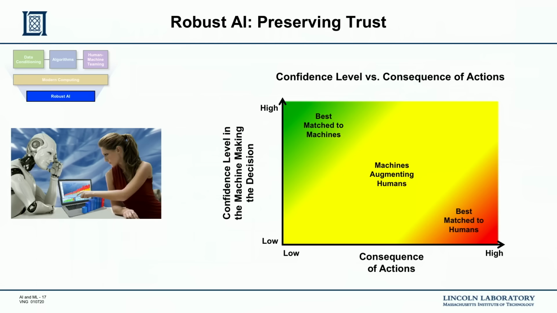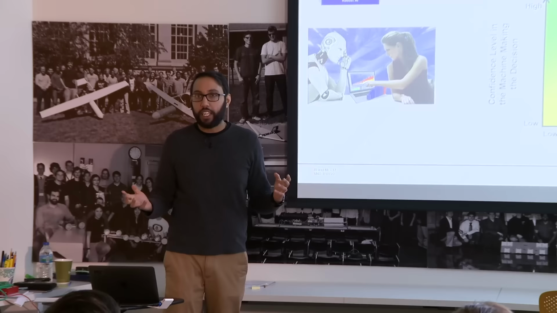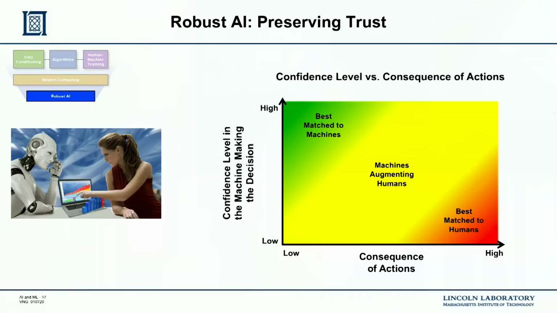And then on the y-axis, we're talking about the confidence level in the machine making the decision. How much confidence do we have in the system that's actually making the decision? In certain cases, we might have very high confidence, and obviously in certain cases we do not have much confidence. So in areas where you have a low consequence of action and maybe high confidence in the machine making the decision, we might say those are best matched to machines. Those are good candidates for automation. On the contrary, there might be areas where the consequence of action is very high and we have very little confidence in the system making the decision. That's probably an area where we want humans to be intricately, if not solely, involved or responsible. And the area in between is where machines might be augmenting humans.